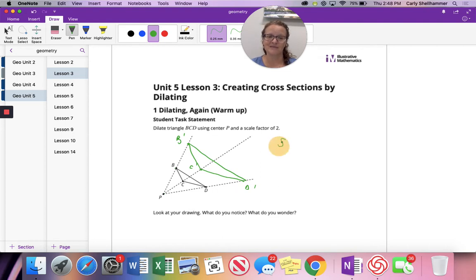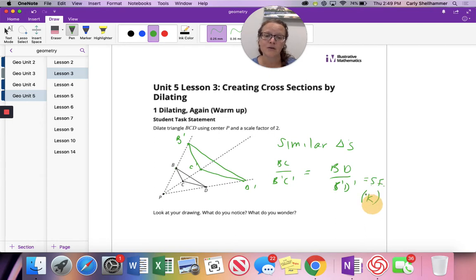Okay, I have similar triangles. Let's say BC over B prime C prime is going to be equal to BD over B prime D prime, scale factor, right? That's our scale factor. Or we used to use the letter K for it. And I can do that third one too. Sorry, I did BC. I didn't do CD. It is equal to CD over C prime D prime. Okay?